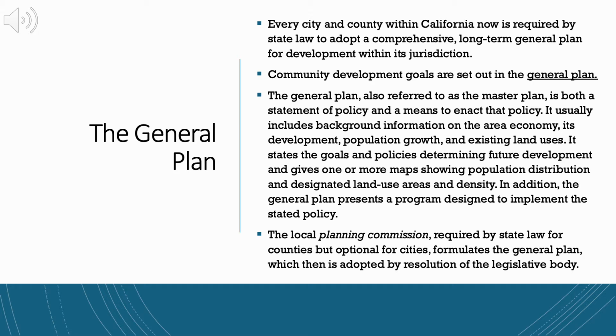It states the goals and policies determining future development and gives one or more maps showing population distribution and designated land use areas and density. In addition, the general plan presents a program designed to implement the stated policy. The local planning commission, required by state law for counties but optional for cities, formulates the general plan, which then is adopted by resolution of the legislative body.